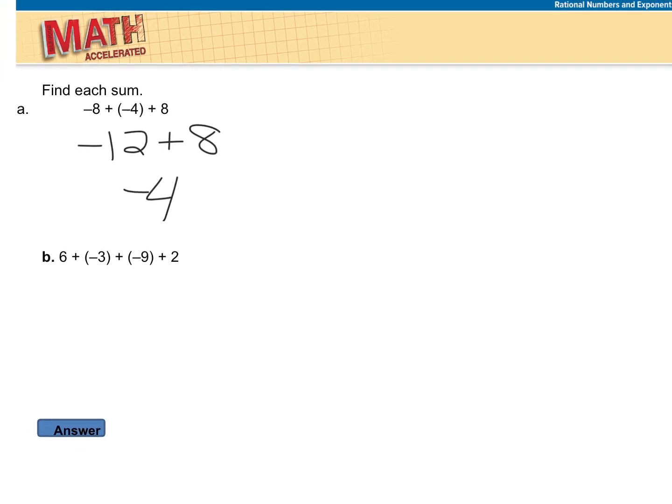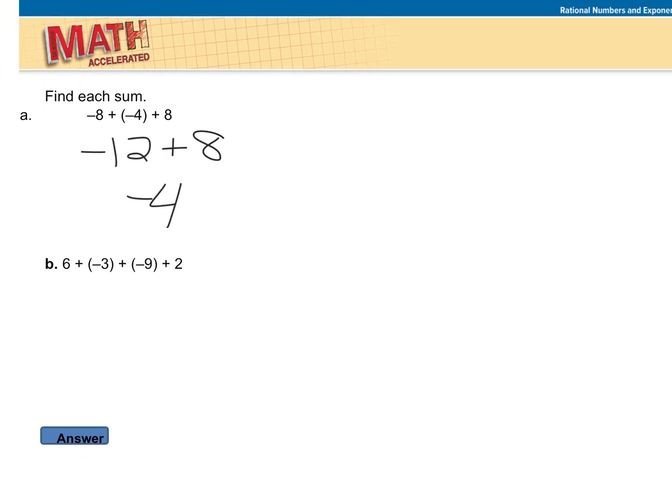Okay, B, 6 plus negative 3. Start there. What's 6 plus a negative 3? Another way to say it, 6 minus 3. That's 3. Then I'm going to rewrite, plus negative 9 plus 2. What's 3 plus a negative 9, or 3 minus 9? Negative 6 plus 2. What's negative 6 plus 2? It is negative 4.